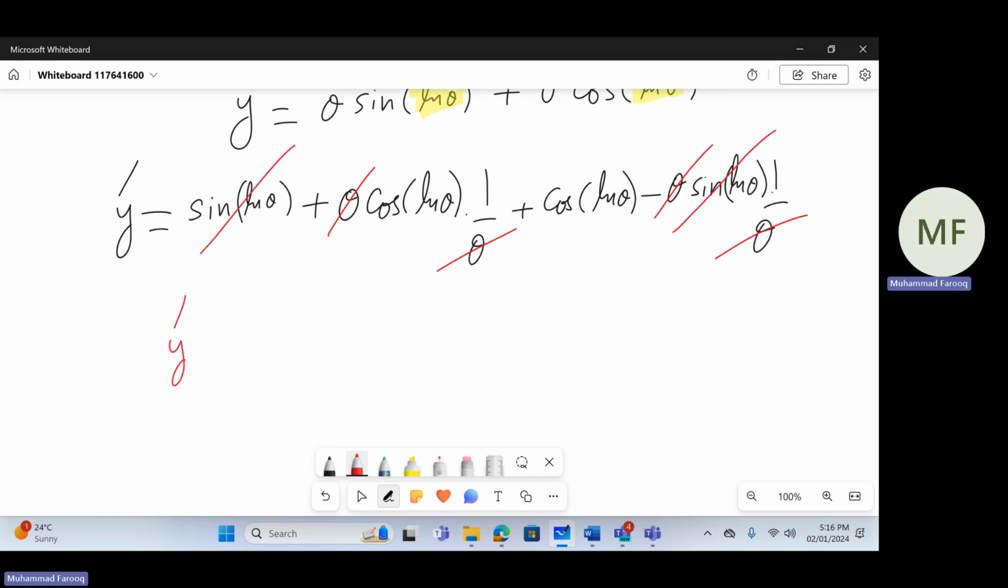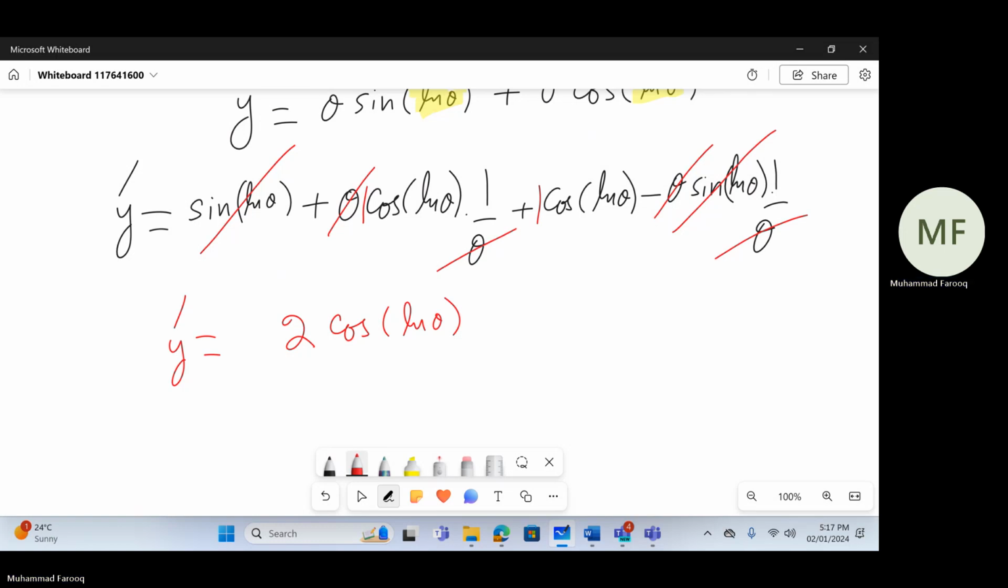So what is y prime at the end? Two times cosine, because I have one here and I have one here. Yes or no? Simplification has marks, I'm telling you. If you just leave it here, you lose marks. Simplification is required in differentiation and integration.